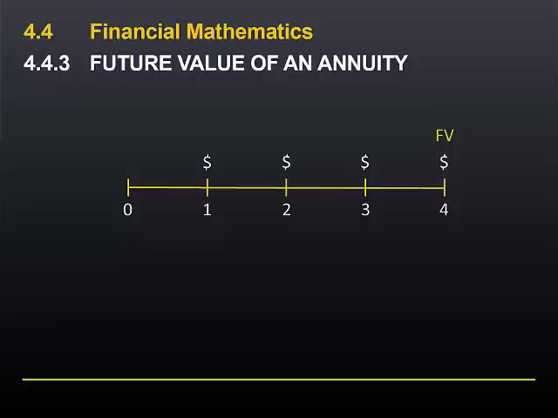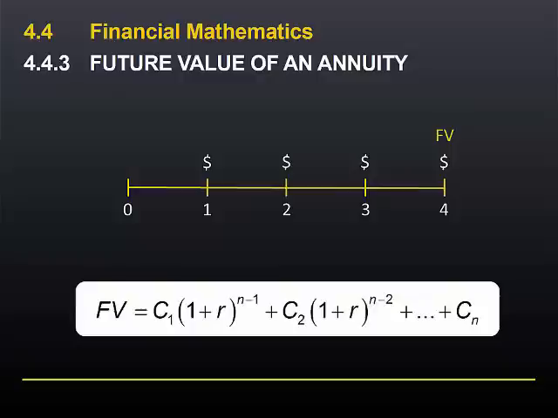So if we have a series of cash flows and we want to know the future value as at the date of the last cash flow, then this is a general formula which will give us that. Once again, we're treating each cash flow separately and compounding them up to period N. The last cash flow occurs as at period N and therefore does not need to be compounded.